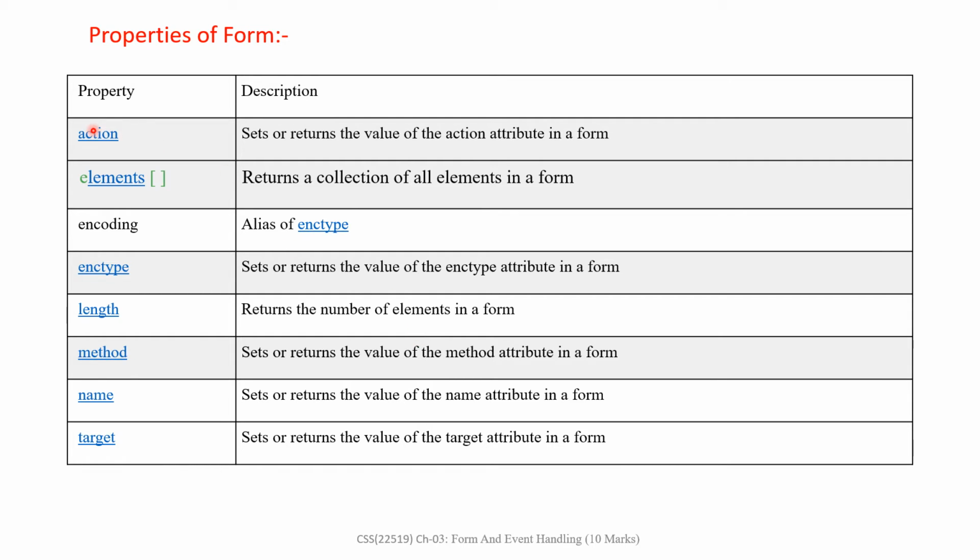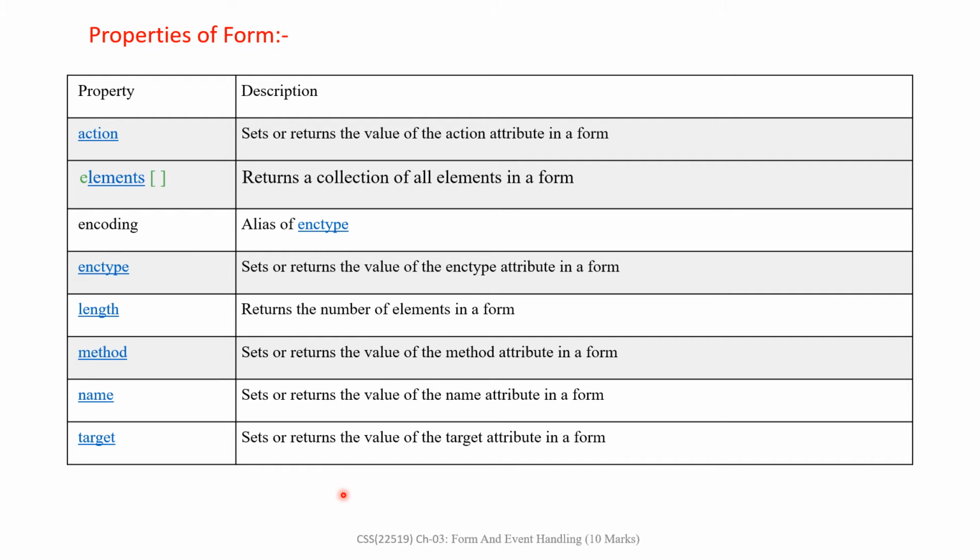Our first property is action. It sets or returns the value of the action attribute in a form. Next is elements. It returns the collection of all elements in the form. Then length. Length returns the number of elements in the form. Then method. It sets or returns the value of the method attribute in a form. Then name. It sets or returns the value of the name attribute in the form. And target. It sets or returns the value of the target attribute in the form.